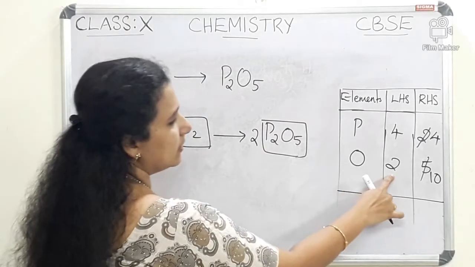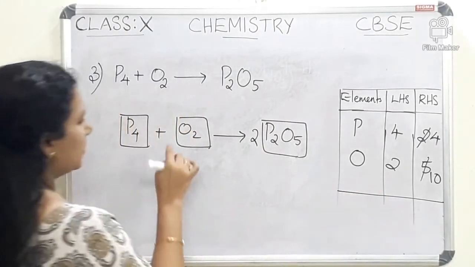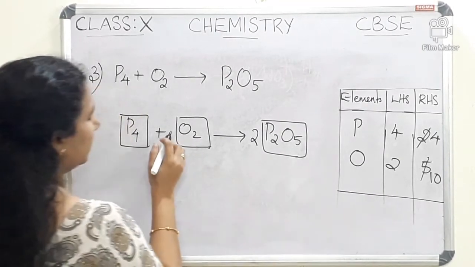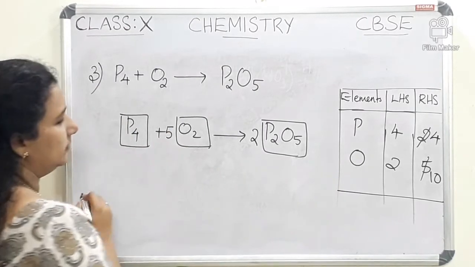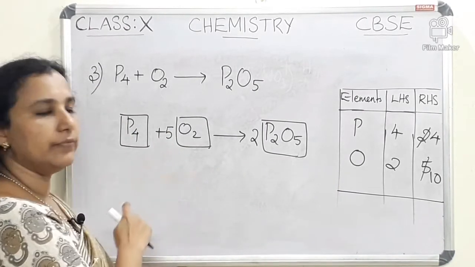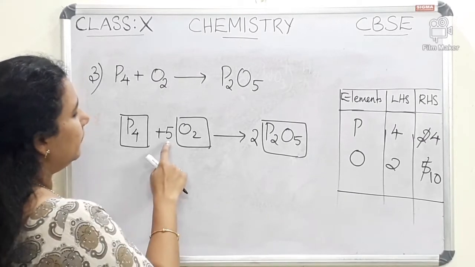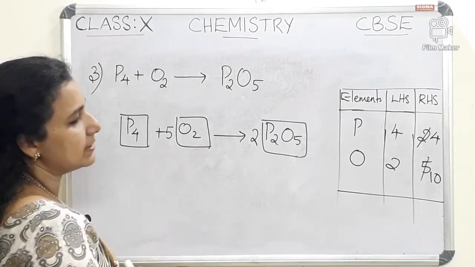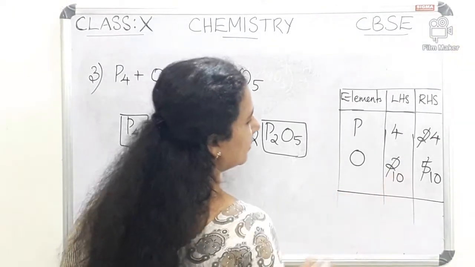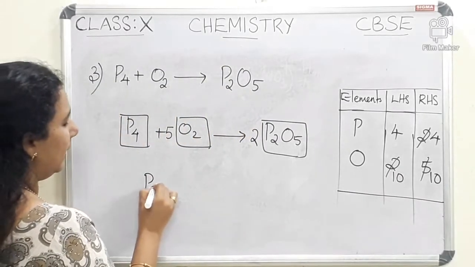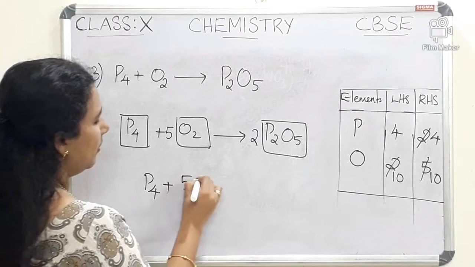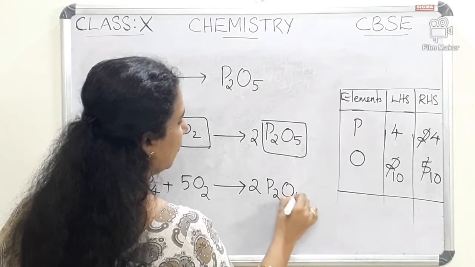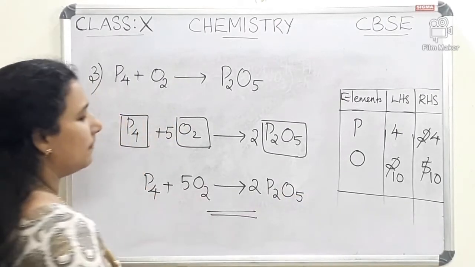Now we need to change the LHS for oxygen. So for making oxygen 10, we have to add 5 here. So if you are adding 2, 3 or 4, this will not be 10. So if you are adding 5 as a coefficient, we will get 5 into 2 as 10. Now it is 10. Now it is balanced. Now the balanced equation is P4 plus 5O2 gives 2P2O5. So this is the balanced equation.